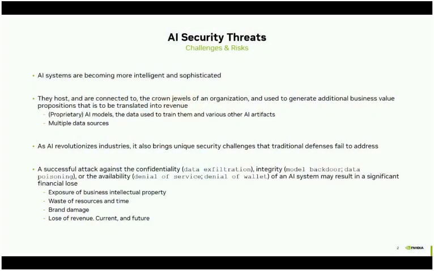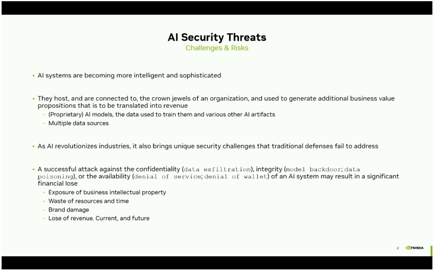When we look at AI security threats and AI as a whole, AI systems become more intelligent and sophisticated. You could see this year's theme was agentic AI. Last year's theme was RAG. Agentic is a much more complex and sophisticated system, I would say. We also need to remember that AI represents some crown jewels for an organization implementing it.